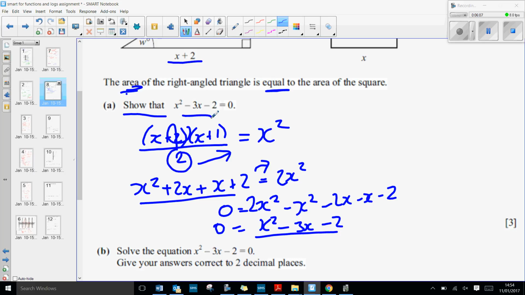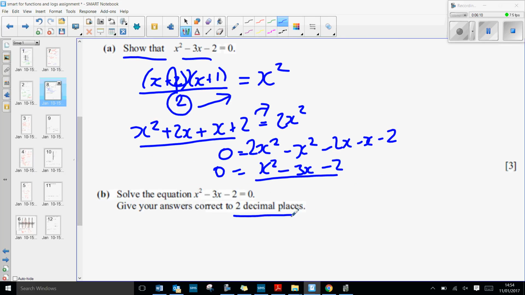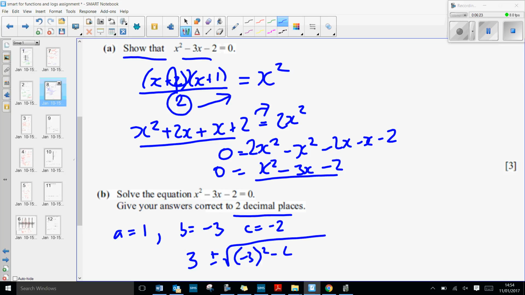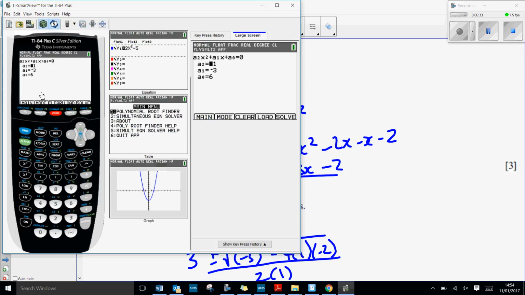So we'll have to solve this, giving it correct to 2 decimal places. So again, A is 1, B is -3, C is -2. So it's positive 3 plus or minus the square root of -3 squared minus 4 times 1 times -2. And use Polysmart. So that's 1, -3, and -2. So 3.56 and -0.56.